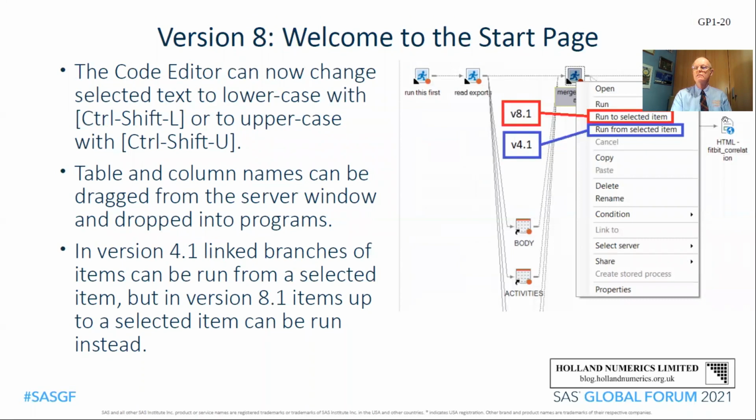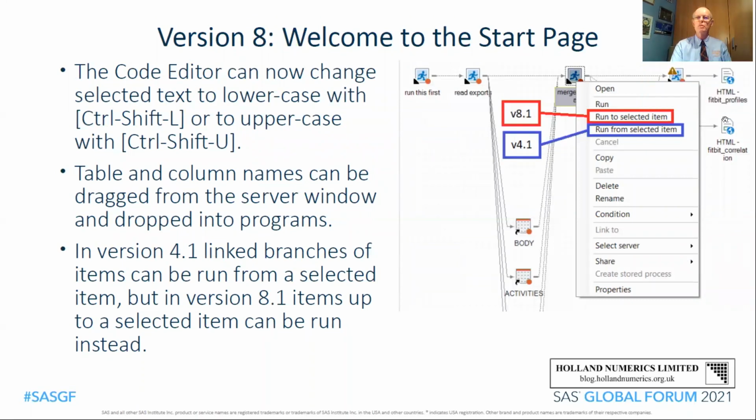And then, this round, remember I said in 4.1 that there were enhancements. This is an enhancement. So instead of running from a selected item, you could run to a selected item. So here we've got an item that's been highlighted. If I was to select run to item, it would run these steps prior to it first to make sure it's set up correctly.